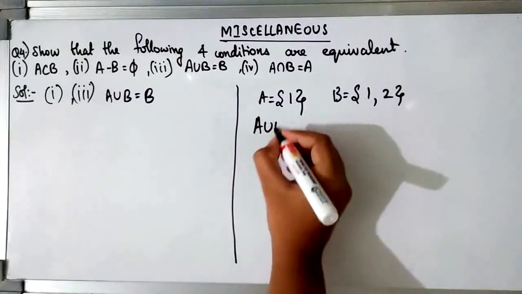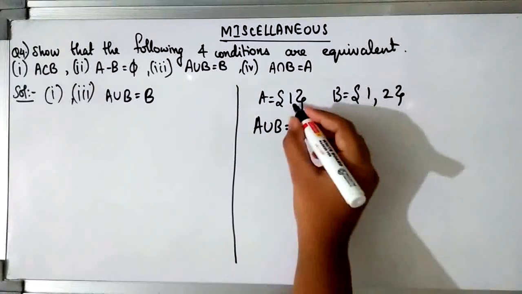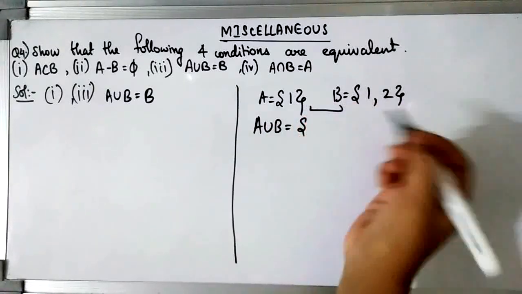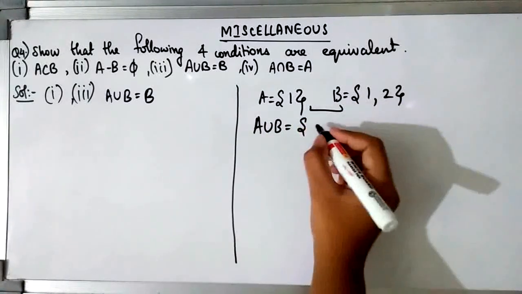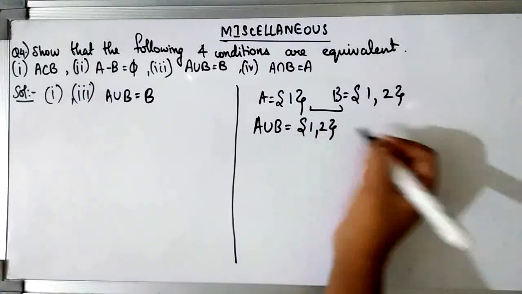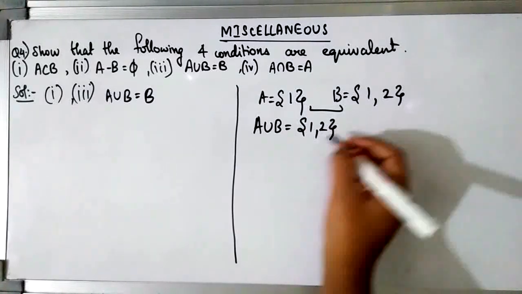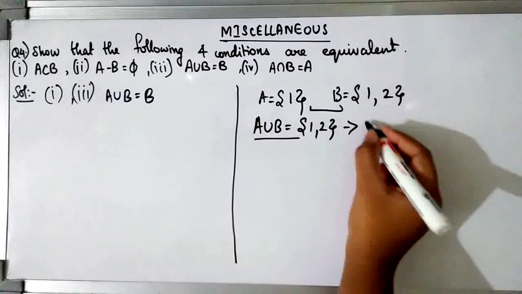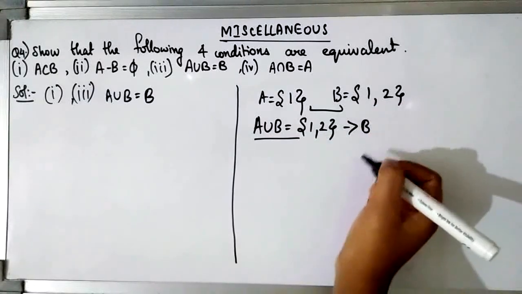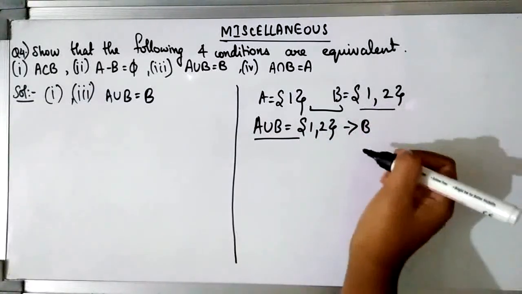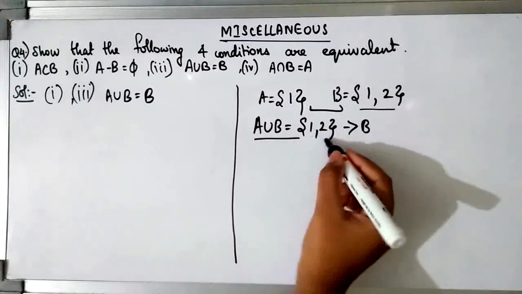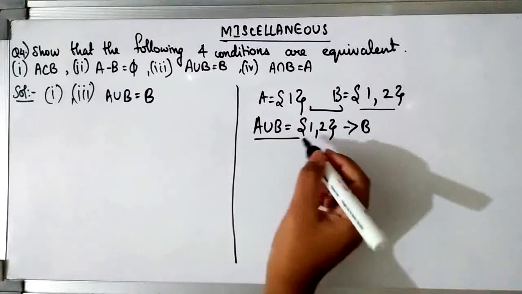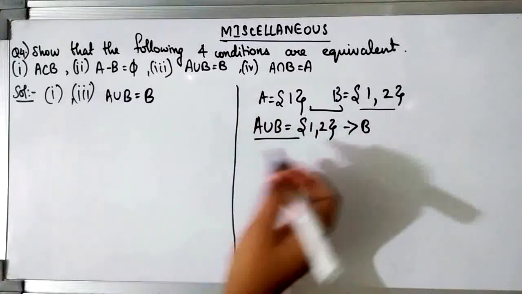Now when we do A union B, what is union? We have to add all the elements of both the sets without repeating the common ones. So we get {1, 2} as our A union B, which is nothing but our set B itself. Set B was {1, 2}, and A union B is nothing but set B itself. So with this we got this condition over here.